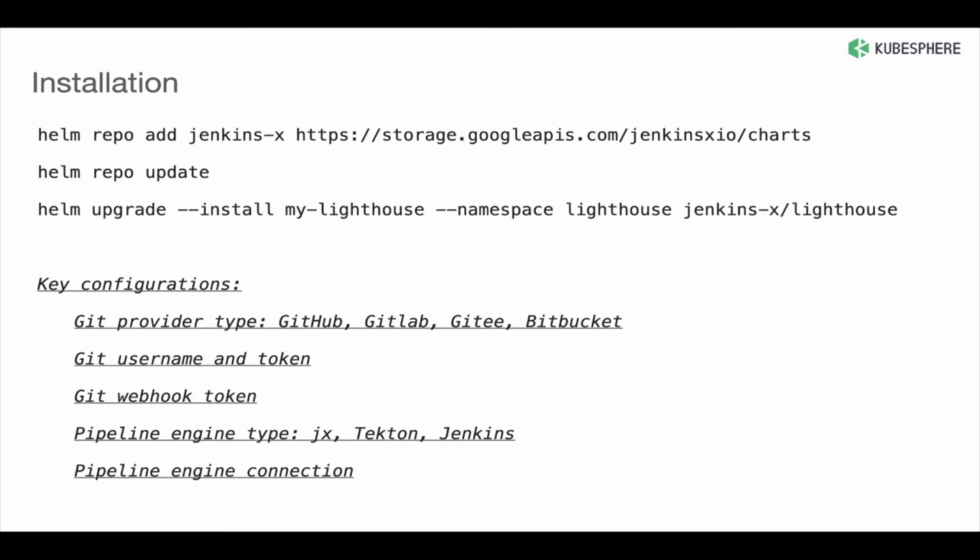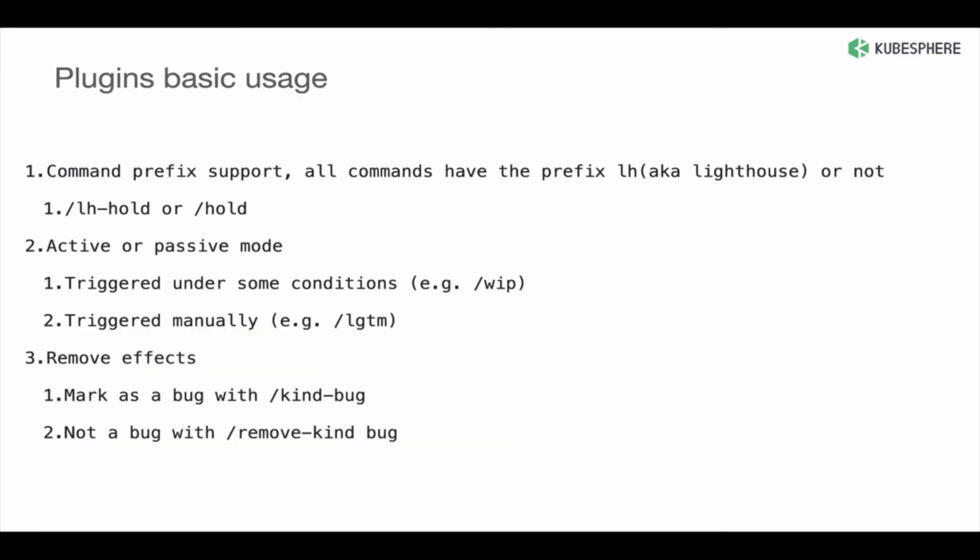If you want to execute some pipeline job, you need to choose an engine type. It could be JX, Tekton, Jenkins. Then provide the pipeline engine connection, such as URL, username, and token. So if your Lighthouse is ready, then please let me introduce the basic usage.